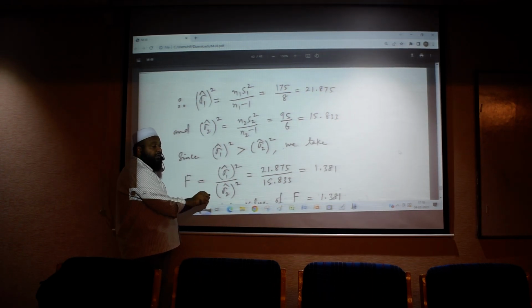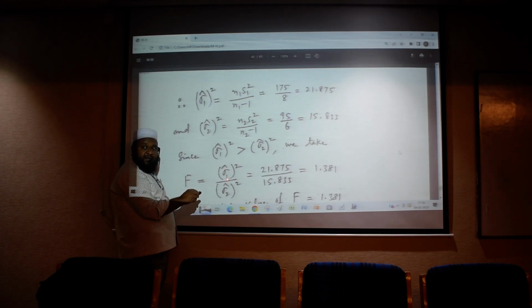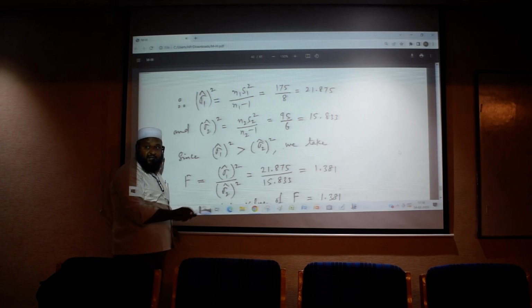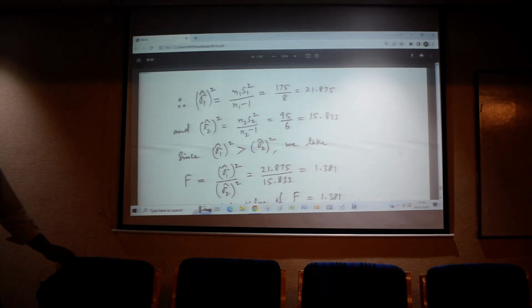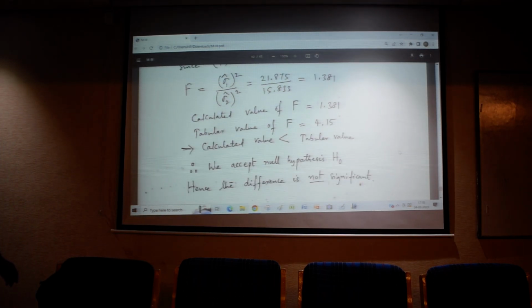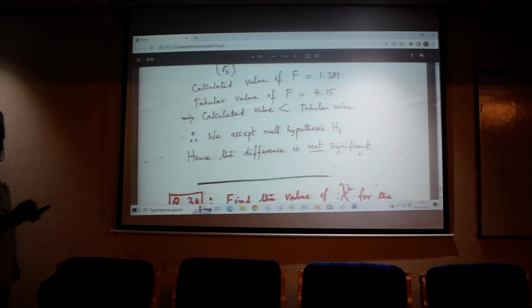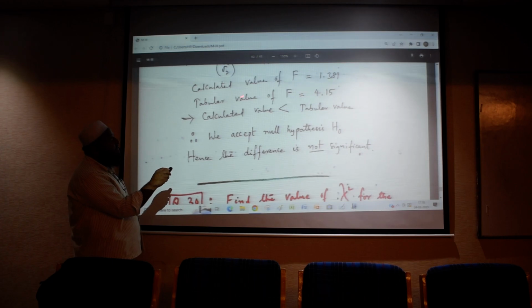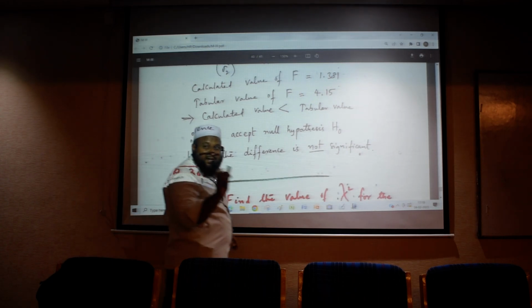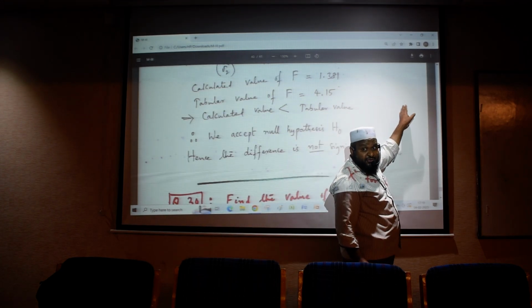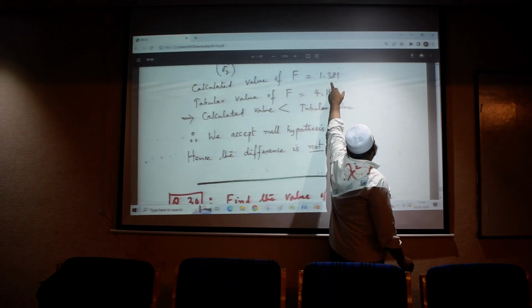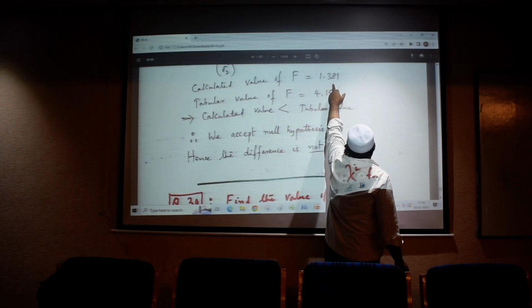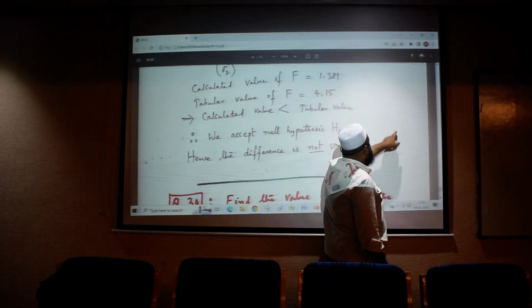So f is equal to sigma 1 cap square by sigma 2 cap square, that is 1.381. Then, jump simply. The calculated value of f is less than the tabular value. The calculated value of f is 1.381 and the tabular value is 4.15. It is better to always draw the figure and show the point here.